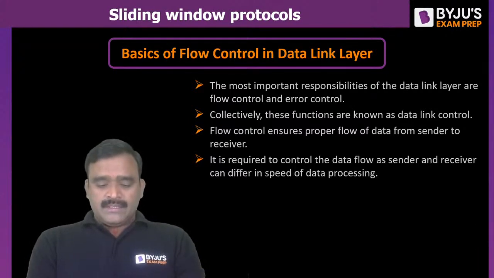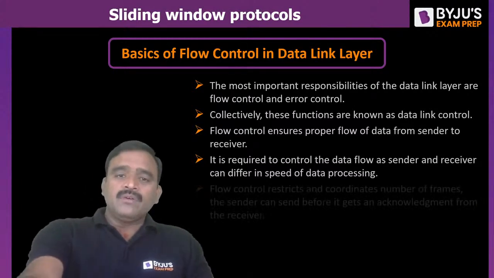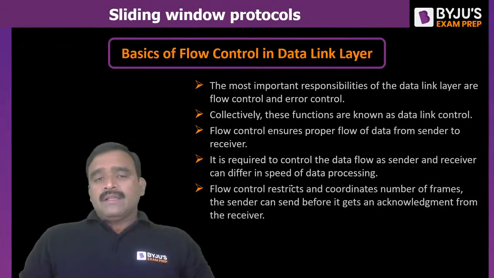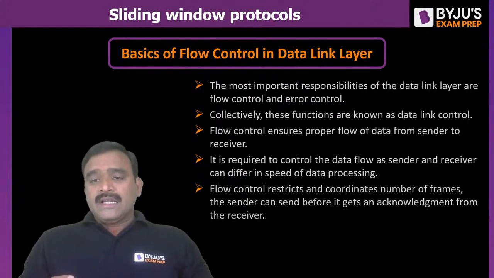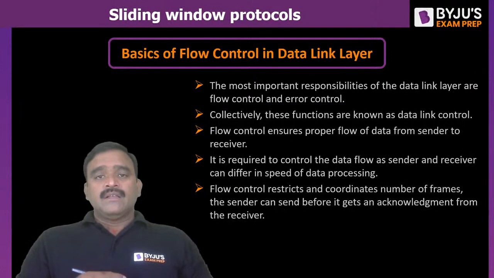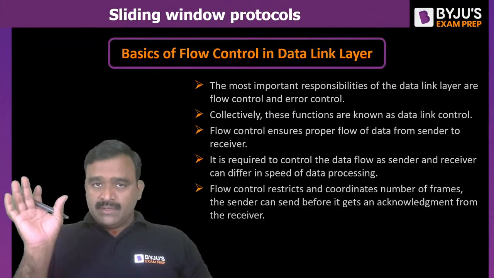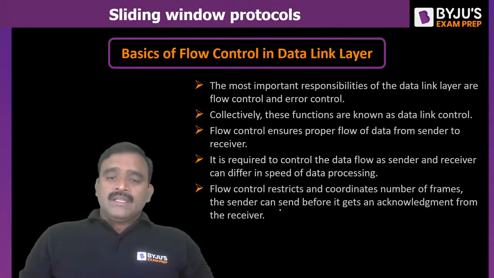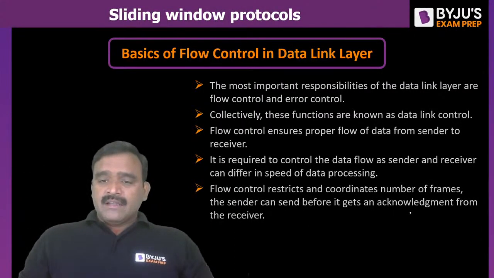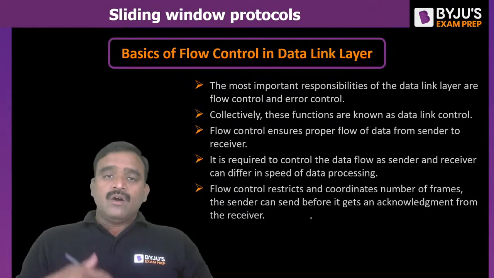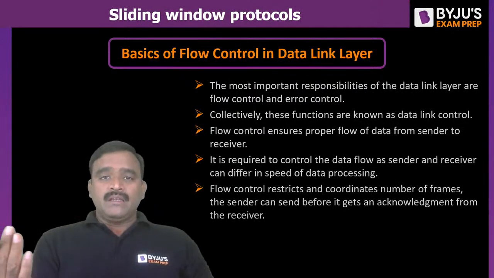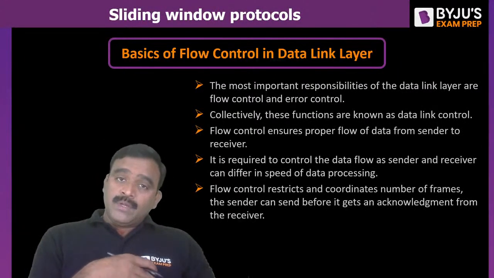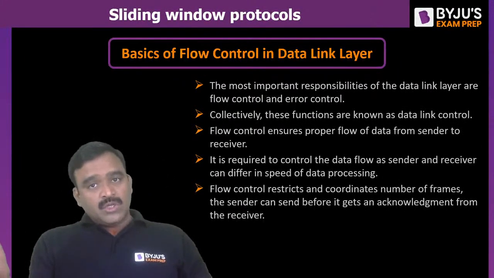Now coming to flow control, it restricts and coordinates the number of frames the sender can send before it gets acknowledged from the receiver, based on the receiver's buffer space available and its accommodation when a frame is received. I will explain in detail how we maintain the sliding window, how acknowledgements work, how it should be at the sender side, and how it should be at the receiver side.